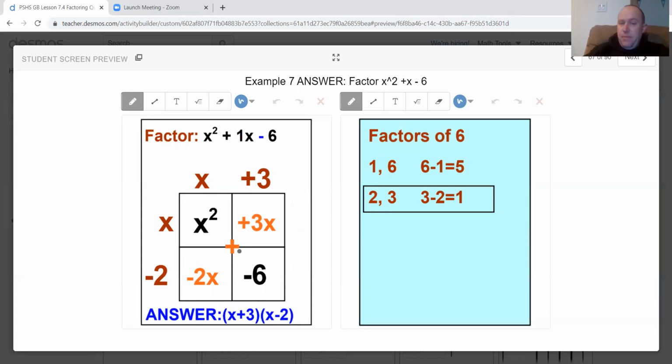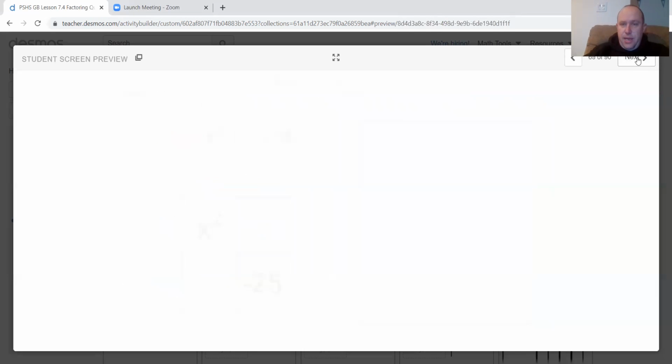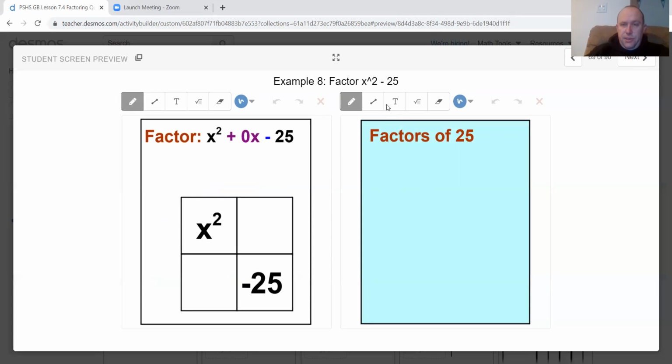And there you can see the answer. Doesn't matter if you switch the order around, you still get exactly the same answer at the end. And our last question, kind of a trick one. This one is the only one that's not been a trinomial so far. We just have 2 terms here. Don't have any x's in the middle.